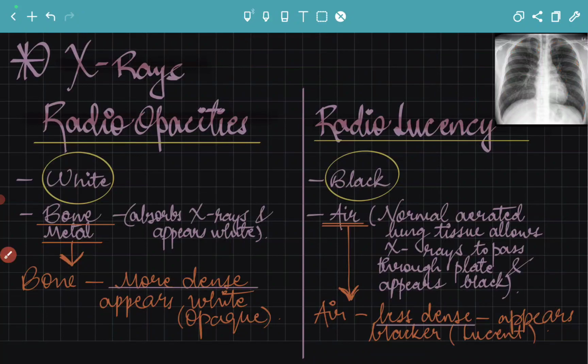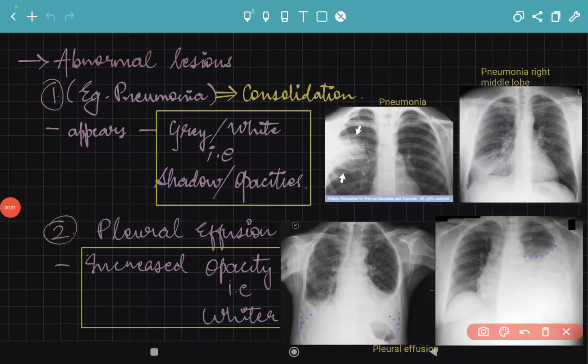Now we know what is a normal chest X-ray. Basic points to distinguish. On the basis of this, we will be discussing two examples of abnormal X-rays, which will include pneumonia and pleural effusion. So let's see that. Let's discuss the abnormal lesions found on chest X-ray, considering two examples. First of all, pneumonia, and the second will be pleural effusion.